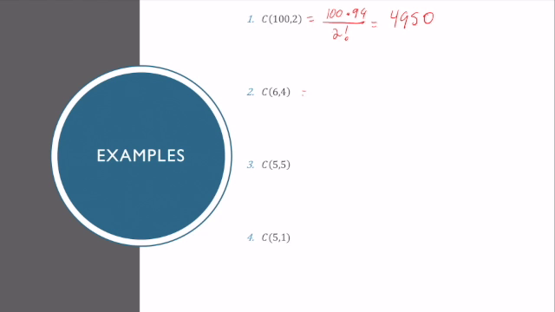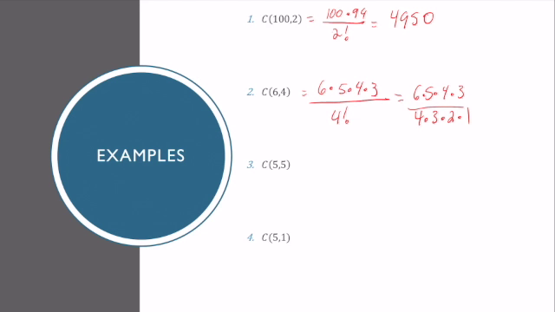So if I have 100 choose 2, I'm going to have 100 times 99 over 2 factorial, which is going to give me 4,950. If I have 6 choose 4, so that's 6 times 5 times 4 times 3, I put that all over 4 factorial. So I have 6, 5, 4, 3 over 4, 3, 2, 1. Well, my 4 and my 3 are going to cancel. That leaves me with 6 times 5, which is 30, divided by 2, which is 15.